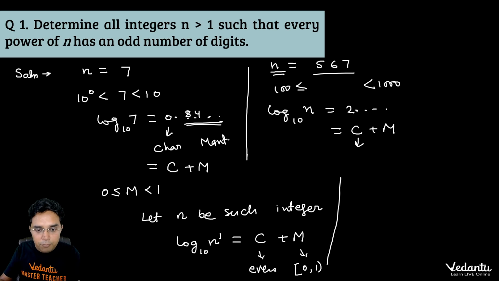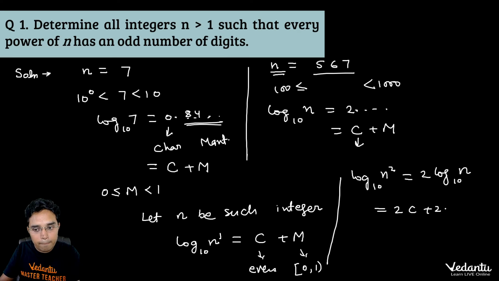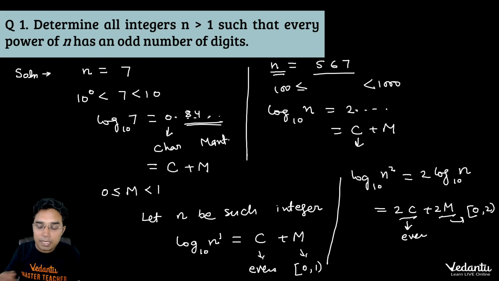Now if I raise this n to the power 2 and take log, using this property of log, we can write this as 2 log n base 10. Then it will become 2c plus 2m. Now, very interesting thing, 2c will be an even number, but 2m can take a value from 0 to 2 because your m is from 0 to 1. Now, if 2m becomes bigger than 1 and less than 2, then the characteristic will be 2c plus 1, which will be an odd number.